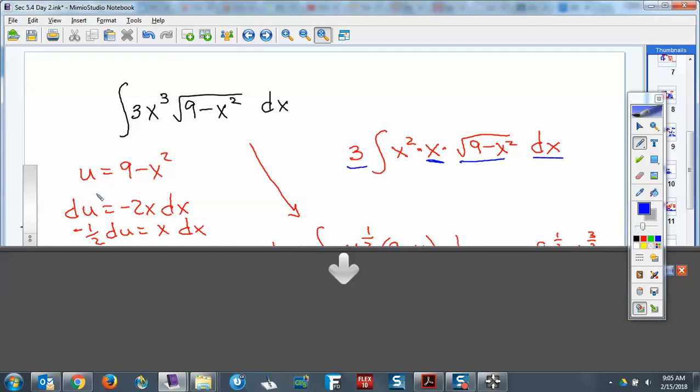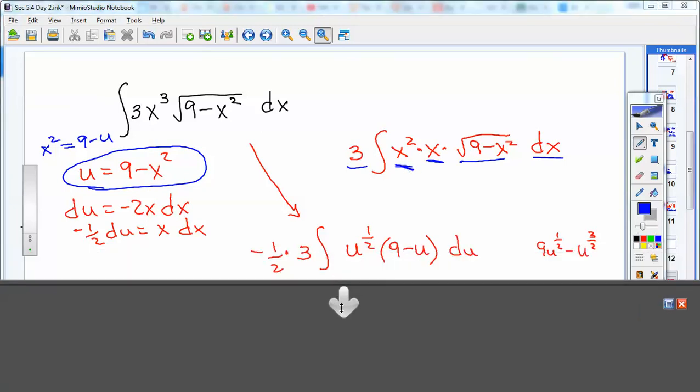It comes back to this right here. What can I do to figure out what x squared is? x squared is what? 9 minus u. In other words, I could add the x squared over to this side, and I could subtract the u over to that side, and I got x squared is equal to 9 minus u. So that allows me to sub that out. Okay? Now, let's take a look at that then. So I think I've got them all there.